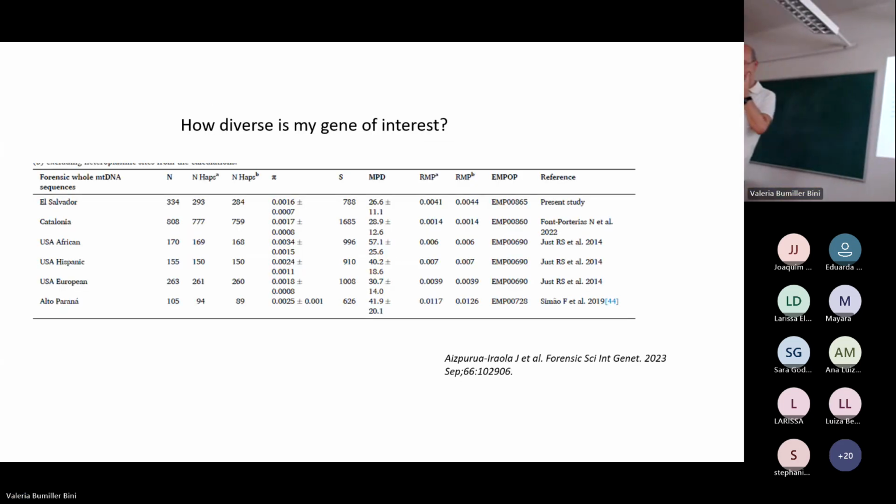So, how diverse is my genome of interest? This by itself is not that interesting if we don't have a reference point. Because otherwise, what does a number mean? We'll usually have a number of different populations and a number of different ways of measuring diversity. And obviously, what we will do is we will compare that.